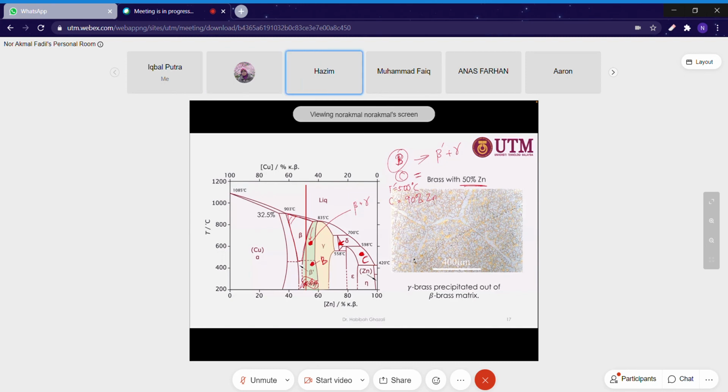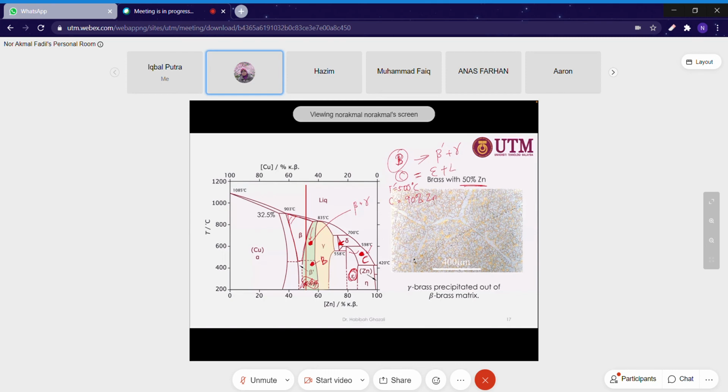Solid zinc. Solid what? Epsilon, E. Plus delta. Delta. Okay. No, actually, when we want to determine the phase at this point, it is combining the phases from the left and the phases from the right. So now on the left is epsilon. Plus liquid.